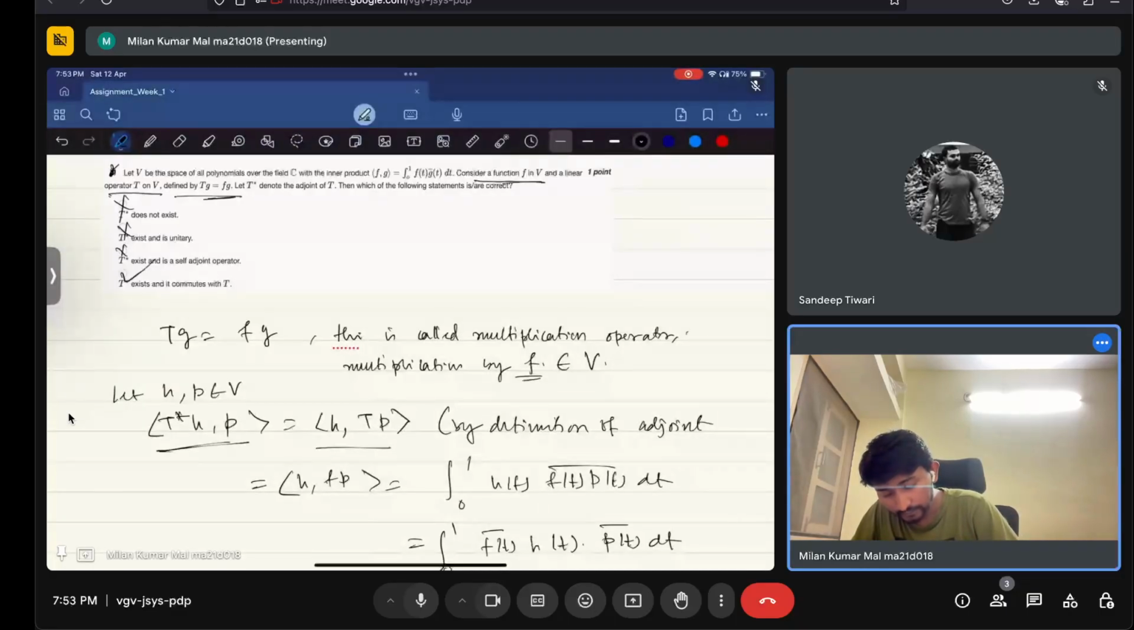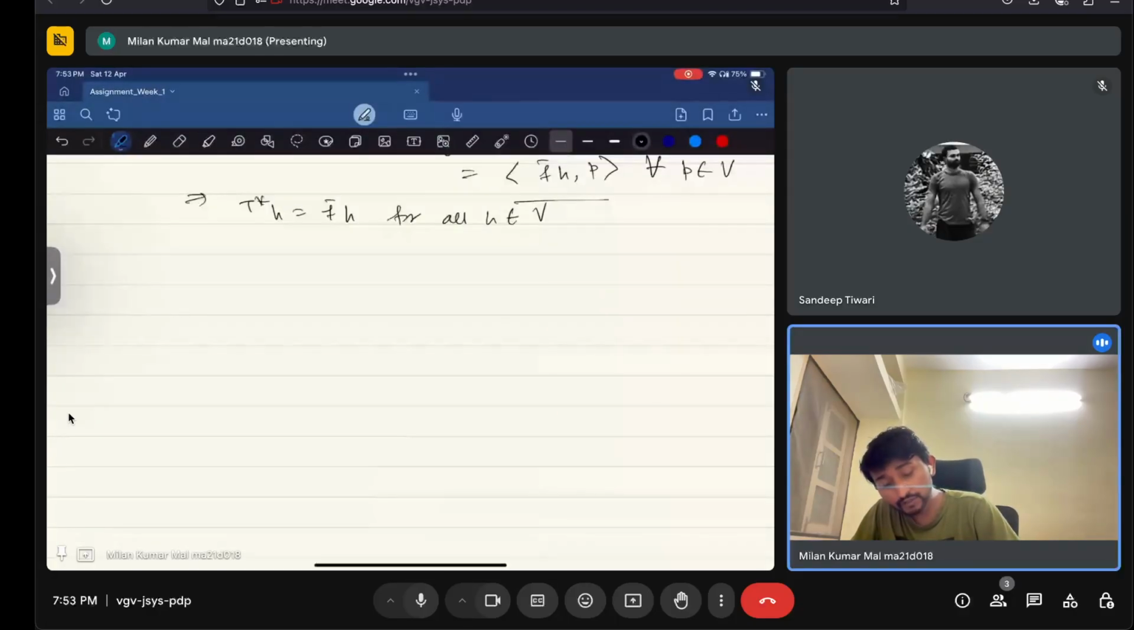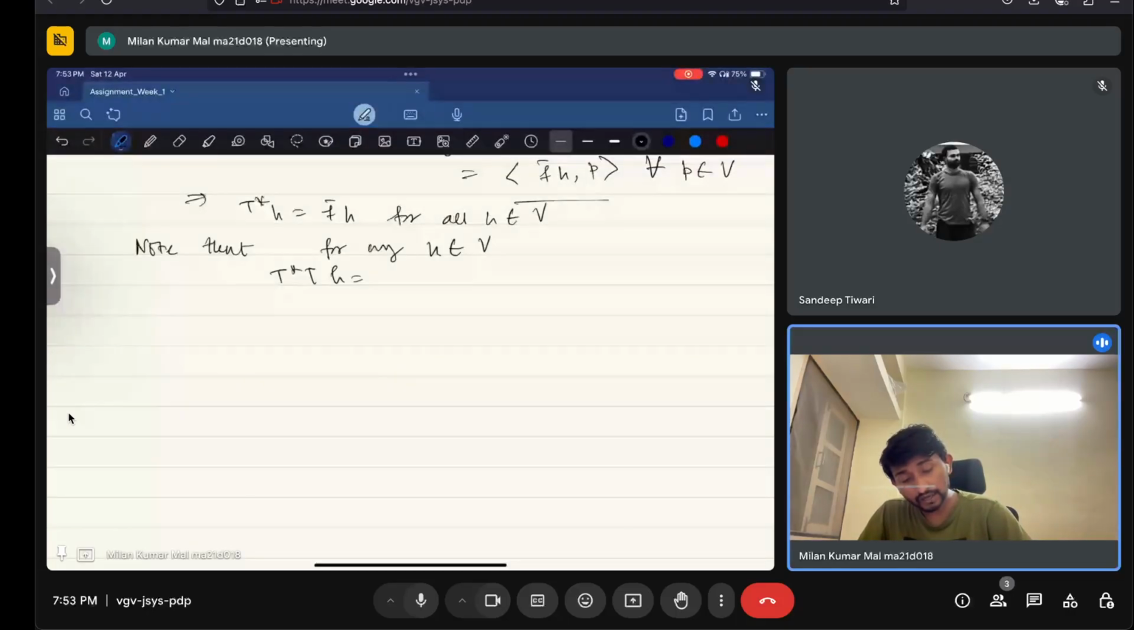Note that for any h belonging to the vector space V, T star T h is equal to T star f h. That is the definition of T h. That is equal to, by definition, f bar into f h, that is equal to f into f bar h, because that is commuting. That can be written as T of T star h. That implies T star T is equal to T T star.